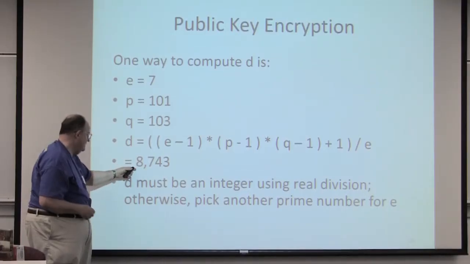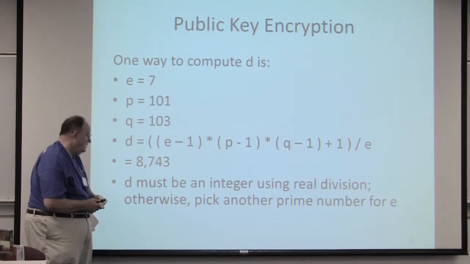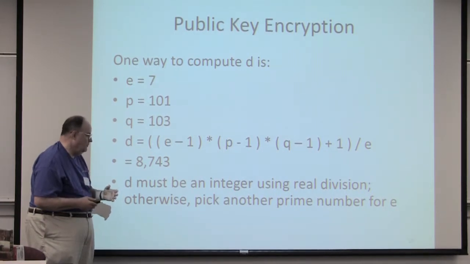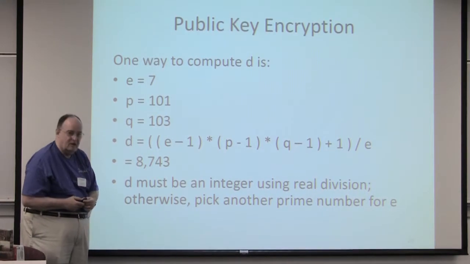D is calculated to be 8,743. D must be an integer. We're doing real division, and D must not have a fraction, otherwise pick another number for E.